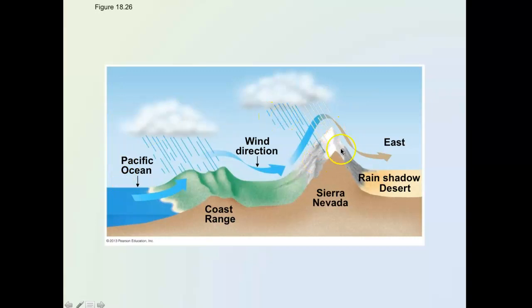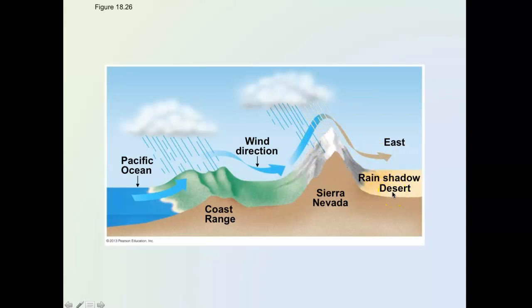But then sometimes a mountain will block that passage. And so one side of the mountain gets the wet rainfall and the other side of the mountain does not. So this side is going to be a desert, because it's not allowing the rain to come in. So it's called a rain shadow desert.